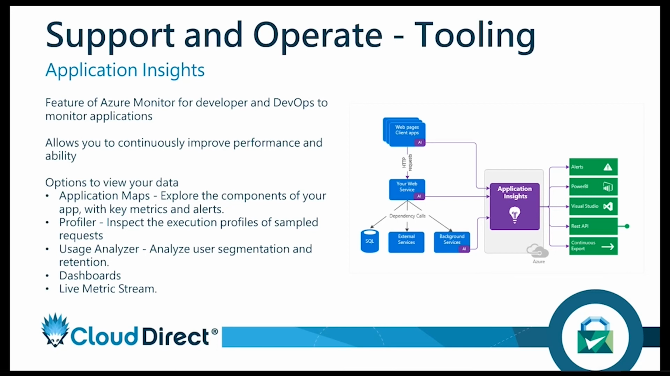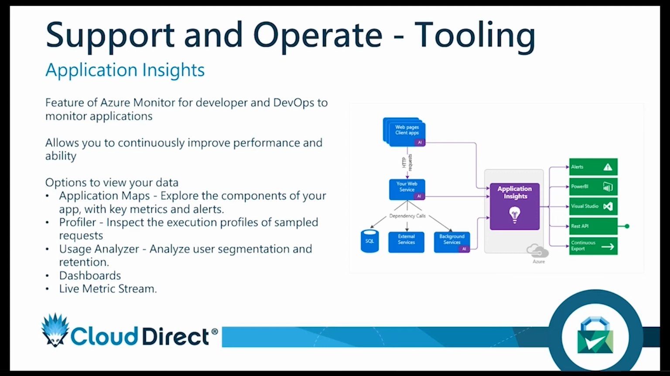So you can see there on the bottom left, we've got things like application maps. It's a great visual map of all the components of your application with key metrics and alerts allocated with it. So it allows you to see dependencies and requests and exceptions within your environment at a visual level. So you can really go in and see that.